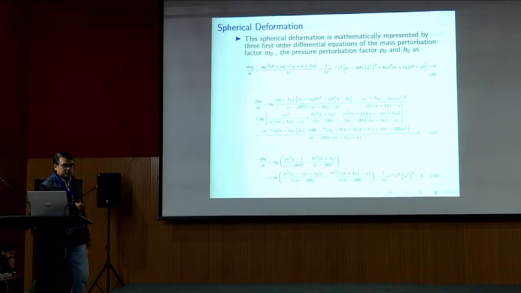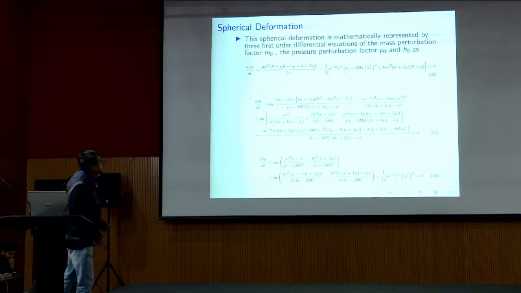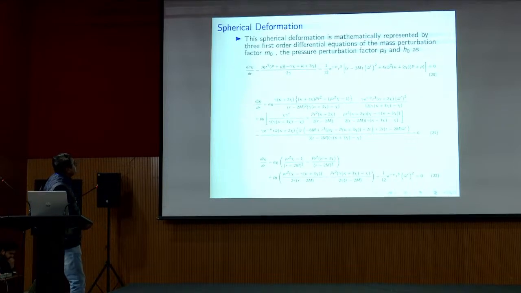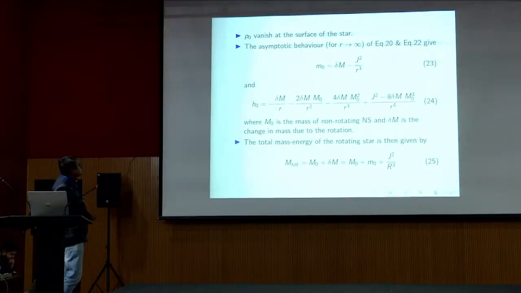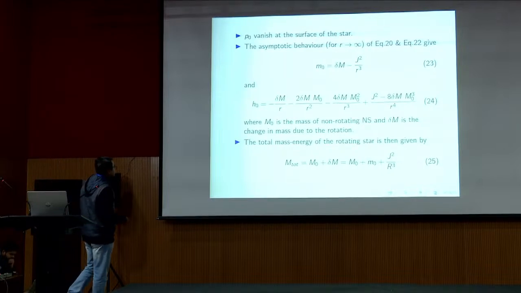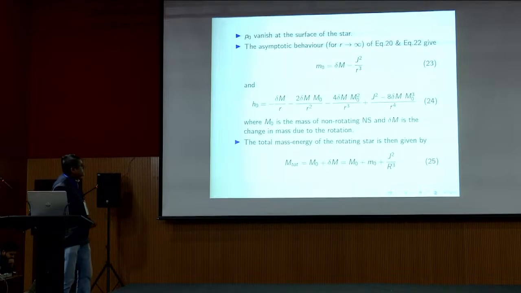So from the spherical deformation, that means L and M is 0,0, we will get equation numbers 20, 21 and 22, and it is an asymptotic solution. Putting P naught vanishes at the surface of the stars, and with the asymptotic behavior we will get equation number 23. This delta m is the mass correction due to the rotation, and also we will get the total mass energy of the rotating star as equation number 25.